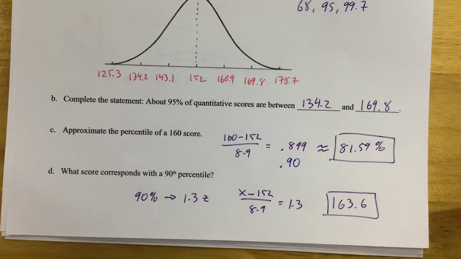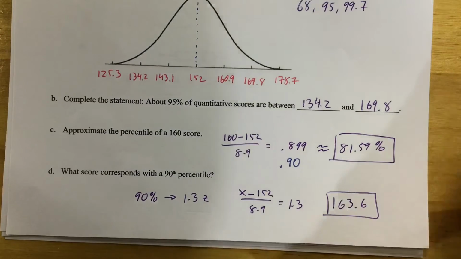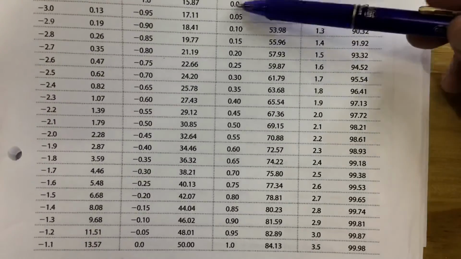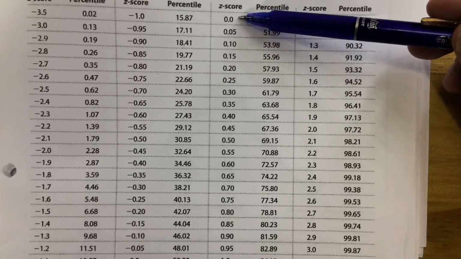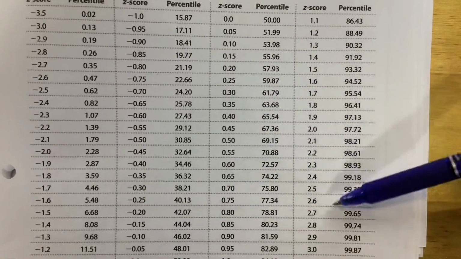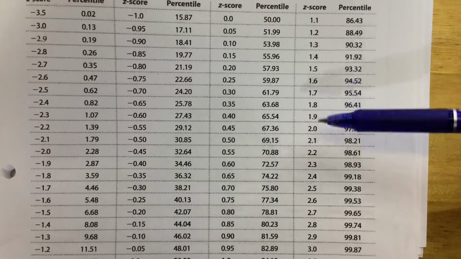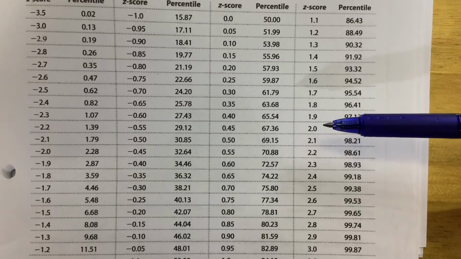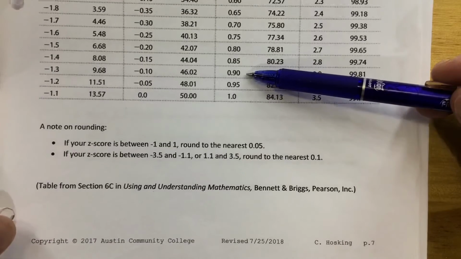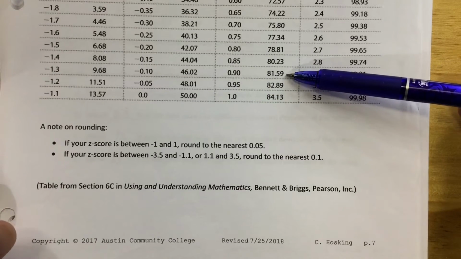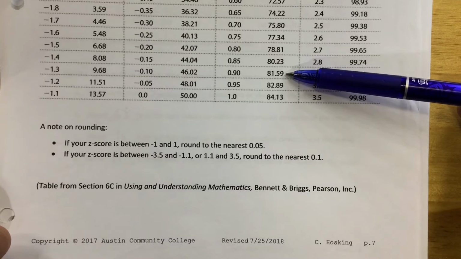Okay, so now that we got that number and we even compared it to the graph to see that it makes sense, we'll go to the table. All right, so we have a z-score of 0.9. Here's your z-score of 0, and then these are all your positive numbers here, and then these are all your negatives if you're to the left on the graph. A z-score of 0.9 is down here. Okay, so 0.9 is going to correspond to a percentile of 81.59.